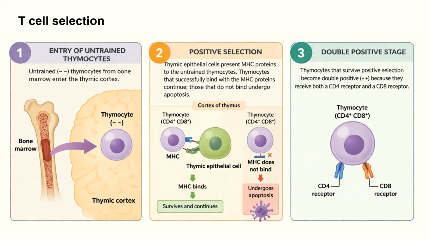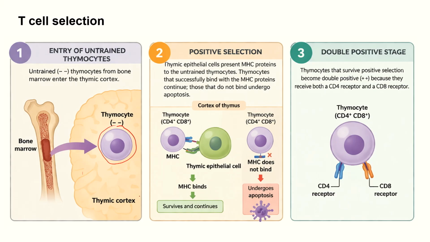So the untrained thymocyte, we can simply say these are not expressing any receptor on the cell surface. We can simply say negative, negative. These are thymocytes, meaning the cells of the thymus. Basically these are coming from the bone marrow, and the untrained cells are entering the cortex area. The cortex is the central area and the outside we call the medulla. We'll see in detail how this maturation process goes in the thymus from the cortex to the medulla.